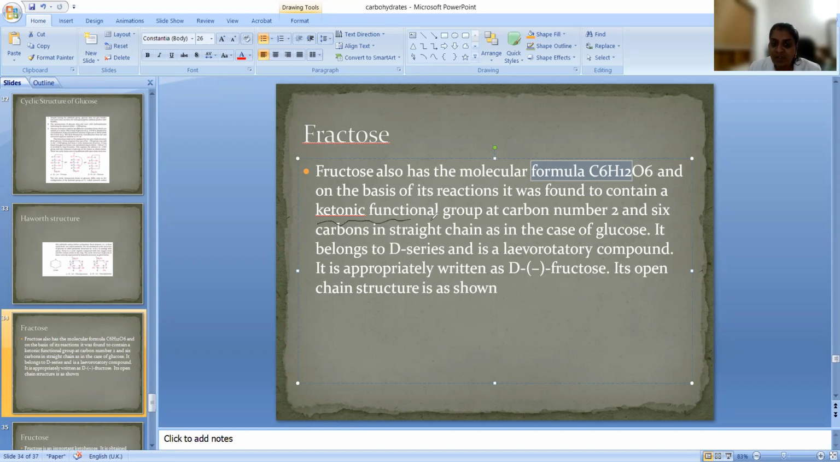It consists of a ketonic functional group. It is also D series, but it is minus. Minus means it is levorotatory. Its optical activity is different. It will shift the plane of the polarized light to the left, not to the right. So it has the D configuration, the same molecular formula, but it has a ketonic group and it is levo form. So let us see how its structure is.